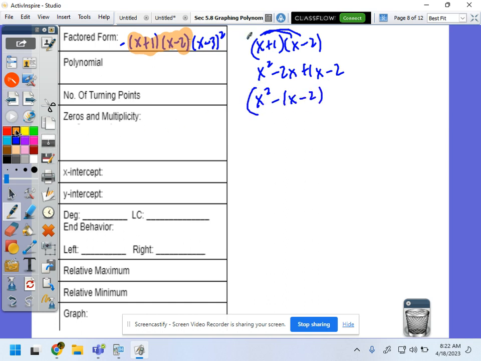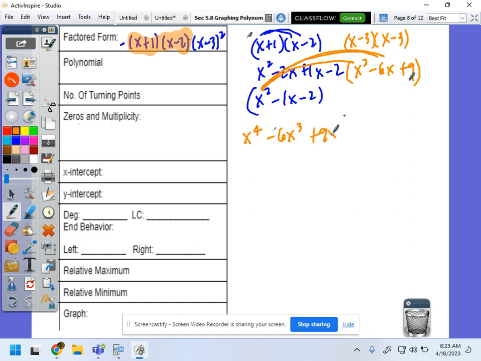The next one here on the left side, I have x minus 3. That means I have to write it twice. So you're going to FOIL it, x squared minus 6x plus 9. So therefore, I'm going to multiply the orange and the blue here. x squared times x squared is x to the fourth. x squared times negative 6x is negative 6x cubed. x squared times 9 is 9x squared.